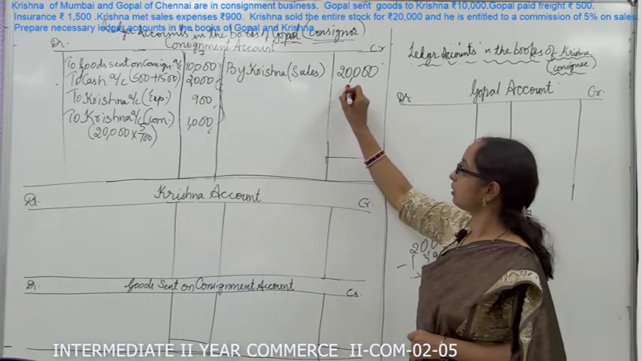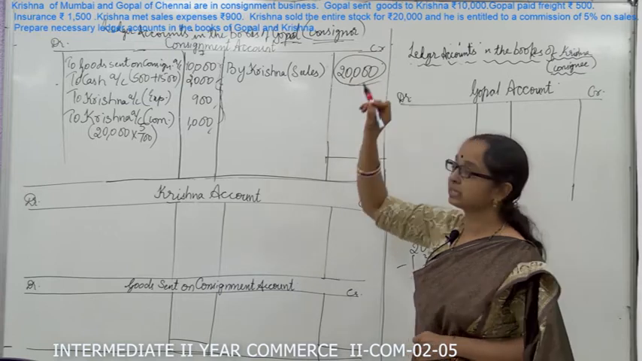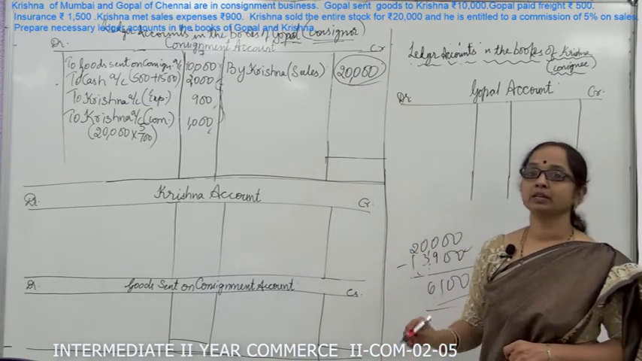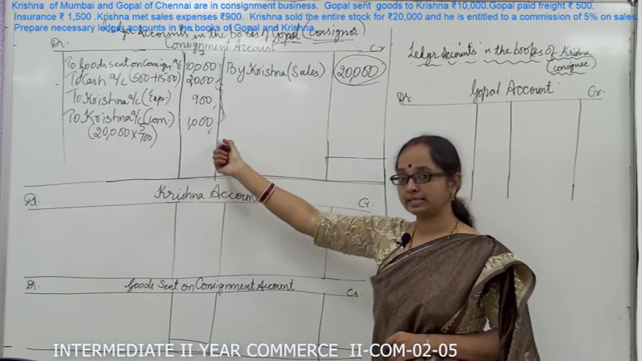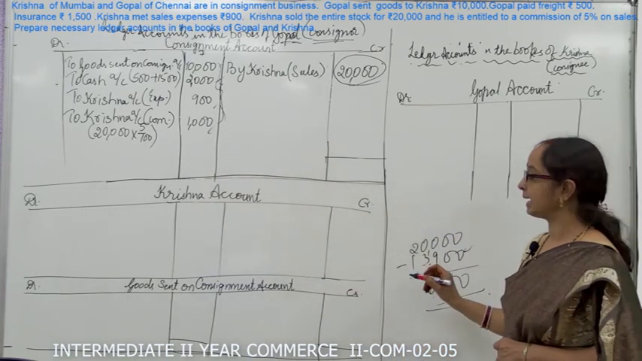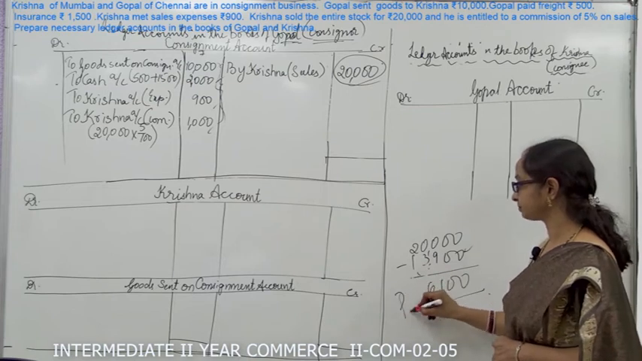And to how much sales? What is the amount of sales? 20,000. So the sales are more than your total cost that you have spent on consignment. So you will be landing in profit.